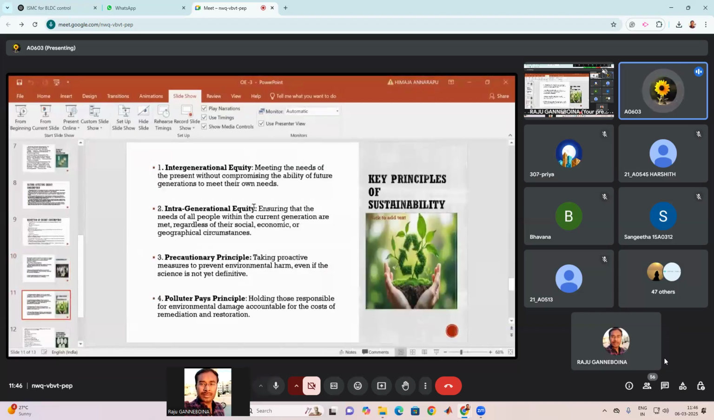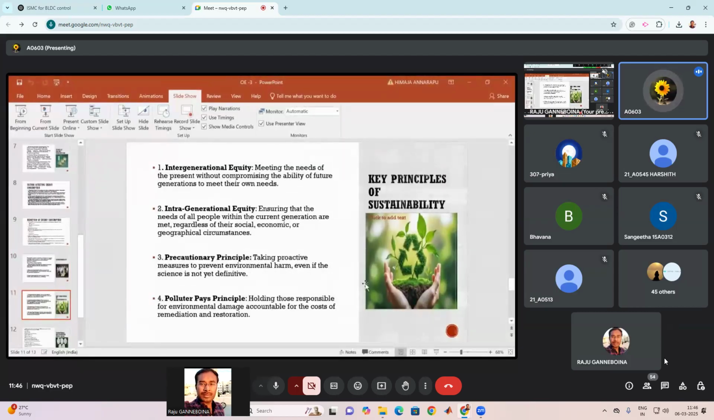And these are the principles of sustainability. First thing is intergenerational equity, meeting the needs of the present without compromising the ability of future generations to meet their own needs. And second is intragenerational equity, ensuring that the needs of all people within the current generation are met regardless of their social, economic, or geographical circumstances. Next, precautionary principle, taking proactive measures to prevent environmental harm even if the science is not yet definitive.